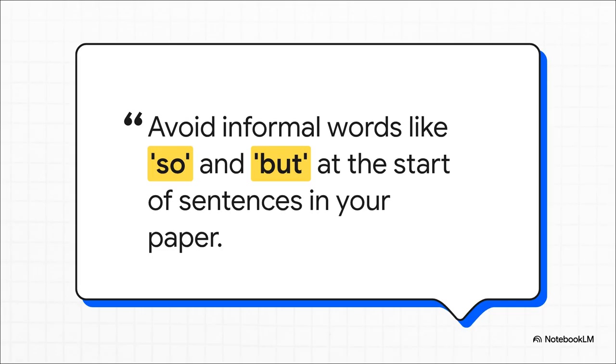Now, here is a super quick pro tip that will immediately make your writing sound more professional. In any kind of formal paper, you really want to avoid starting your sentences with words like so or but. Just swapping those out for therefore or however is such a simple change, but trust me, it makes a world of difference in your academic tone.